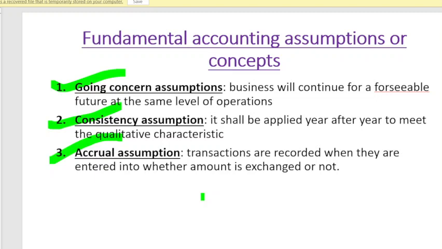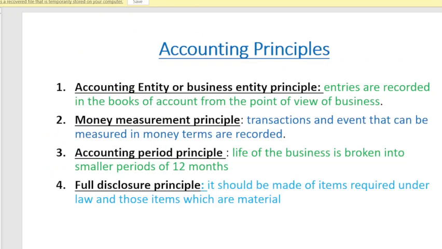So here the accrual assumption says that when the transaction has been done, the agreement done, that means you have taken the asset, then on January 1st you have to record the date of purchase of the asset, irrespective of the date when you are making the payment. So accrual says whenever the transaction happens, the agreement is done, that has to be recorded irrespective of when the payment is made.